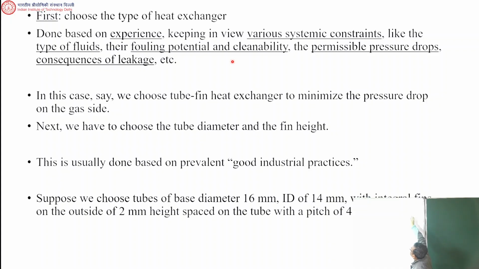So this is a constraint, right? The objective of making this heat exchanger can be reducing cost, increasing efficiency, whatever, but pressure drop also matters. So we have some objectives, we have some constraints. Limiting the pressure drop can be one. So a tube fin heat exchanger is good for gas to liquid, that sort of thing, and it also helps minimize the pressure drop on the gas side.